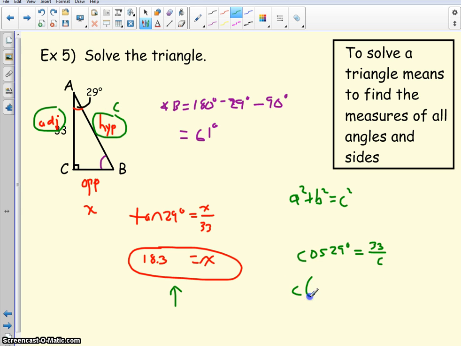Okay, and then I can go through and start solving, multiplying both sides of the equation by c. c times the cos of 29 degrees is 33, and then divide both sides of the equation by cos 29. And you wind up with about 37.7.